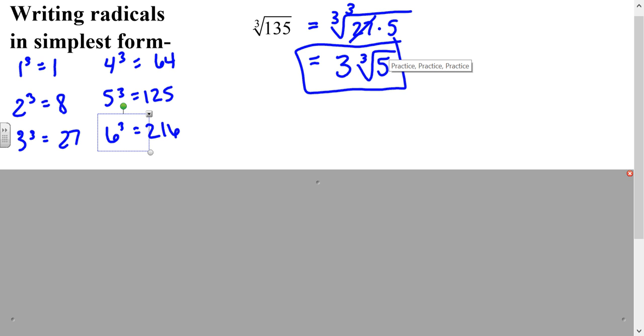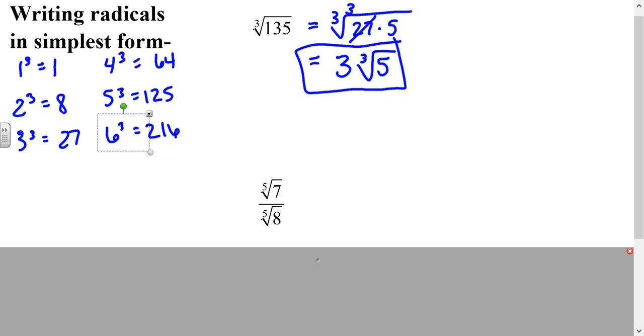And I know that I have the answer because the number underneath the radical can no longer be broken down. So I can't divide 5 by any of these numbers other than 1. You'll always be able to divide by 1, but I can't divide it by any other number, so that's it. Let's try a different example.